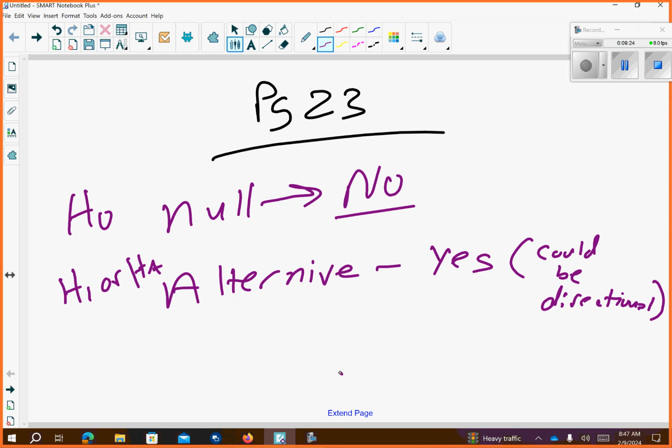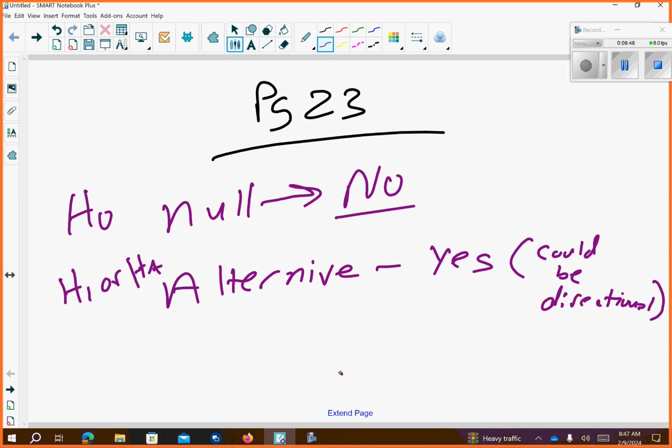And my last one for today: the unemployment rate is below 4%. So our null hypothesis: the unemployment rate is not below 4%. The alternative: the unemployment rate is below 4%. Is that one directional? Below? Less than? It is. Okay. So that is my introduction to you.